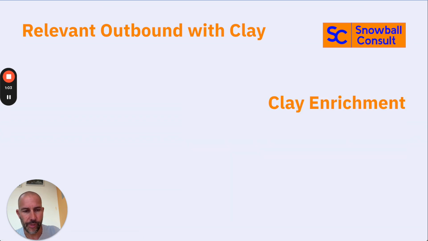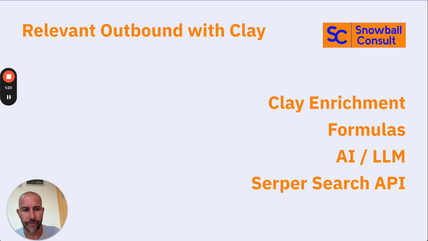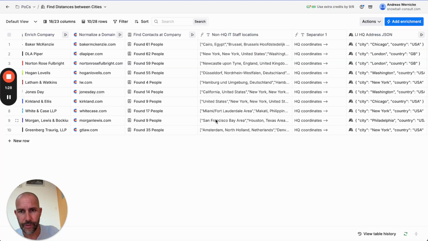What I'm going to be using is native Clay enrichments for finding and enriching companies and finding contacts at those companies. I'm heavily going to use formulas, a little bit of AI and LLM, and Google Serper Search API, which is always a good idea to have in your Clay workspace. So let's jump straight into it.